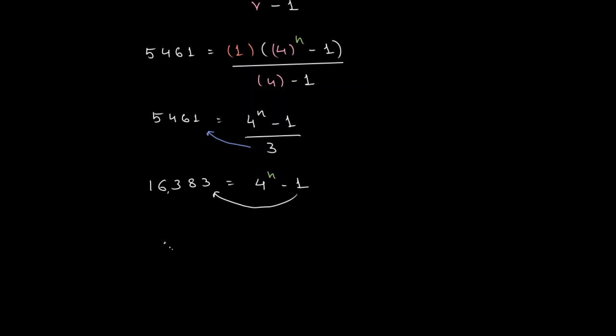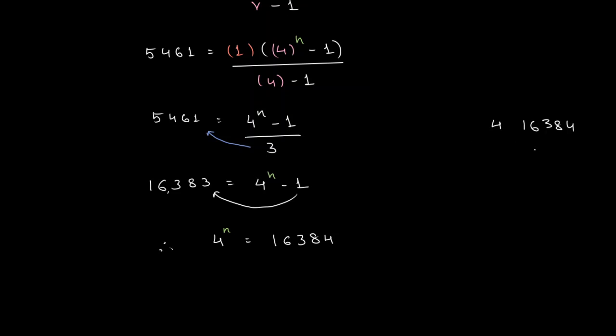So I get 4 raised to n equal to 16,384. Alright. Now, if you want to find the value of n here in the index, you have to make sure that the right hand side as well is 4 to the power of something. You have to make sure that 16,384 is expressed as a power of 4. So to do that, let us factorize 16,384 with respect to 4.